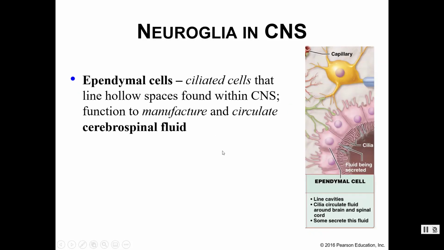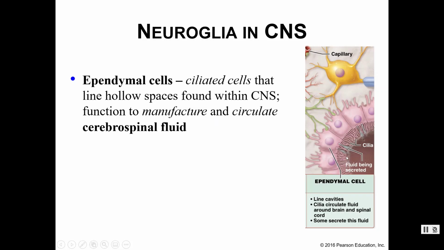And then we have ependymal cells. These ependymal cells are ciliated. You know that cilia beat back and forth and create waves. These cells line some hollow spaces within the central nervous system. Now, the hollow space is not exactly an empty space, because this space is full of fluid, specifically cerebrospinal fluid. You're going to hear it termed CSF a lot. So these ependymal cells both manufacture and circulate the cerebrospinal fluid.